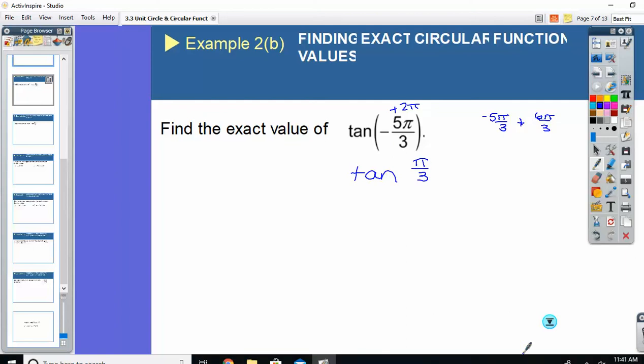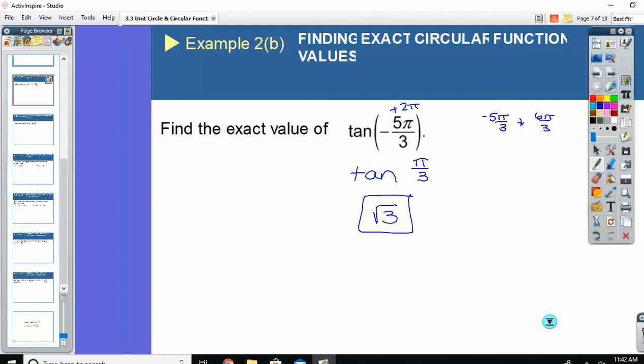Pi over 3 is like what degree measure? 60 degrees. Tangent of 60 is radical 3 over radical 1, which is just radical 3.